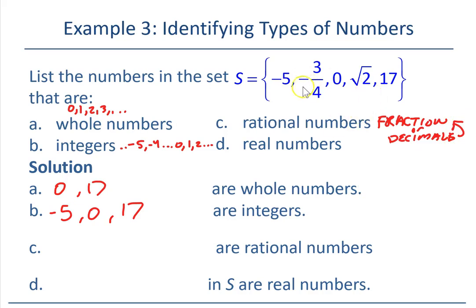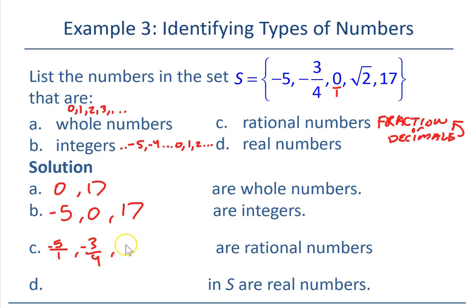So looking through it, well, remember -5, that's going to be a rational because I can write that as -5 over 1. Okay, well, 3/4, that is an obvious fraction. 0, I can write that as a fraction because I can put that over 1. So you're noticing all whole numbers and all integers are also going to be rational numbers because the integers are a subset of the rational numbers.